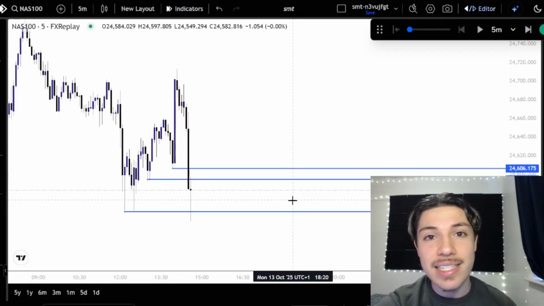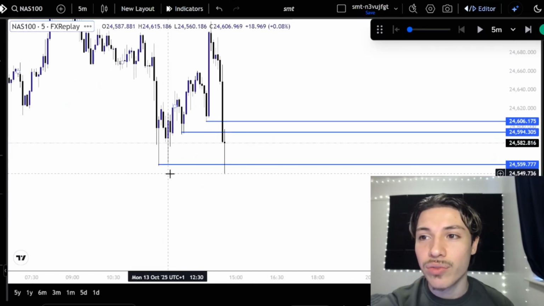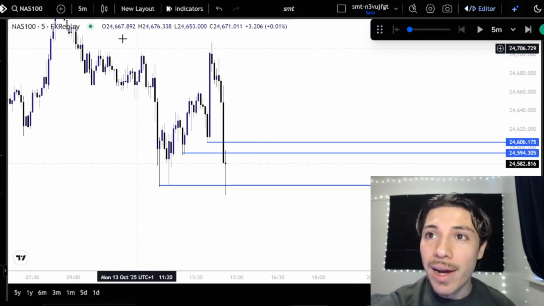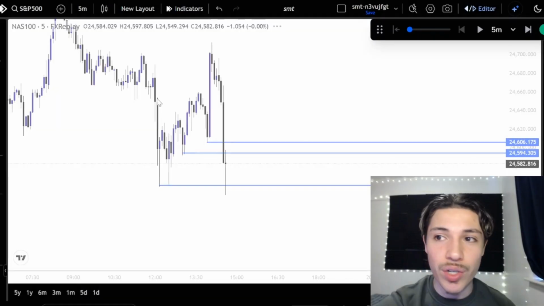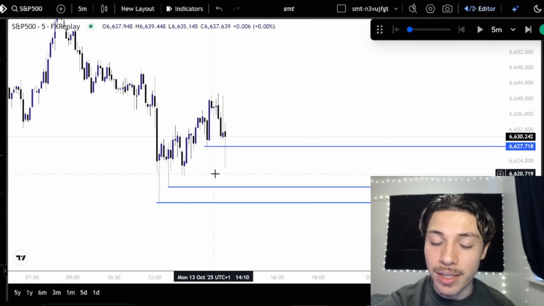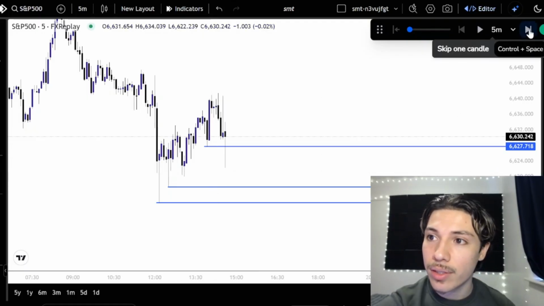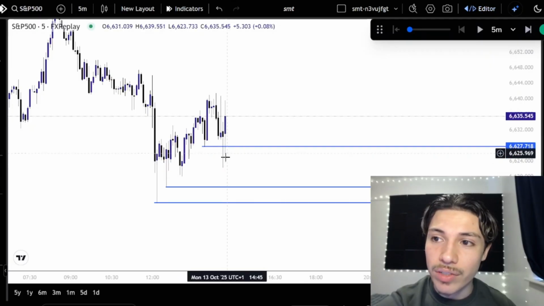The Nasdaq has come down. So we can see that the Nasdaq has swept out these relatively equal lows. So that right there means we have a liquidity sweep. But guys, the S&P 500 hasn't. These lows are still unswept. We could potentially have an SMT here. Let's see what happens if we keep skipping candles. But we can see that now we're starting to get a rejection from here.